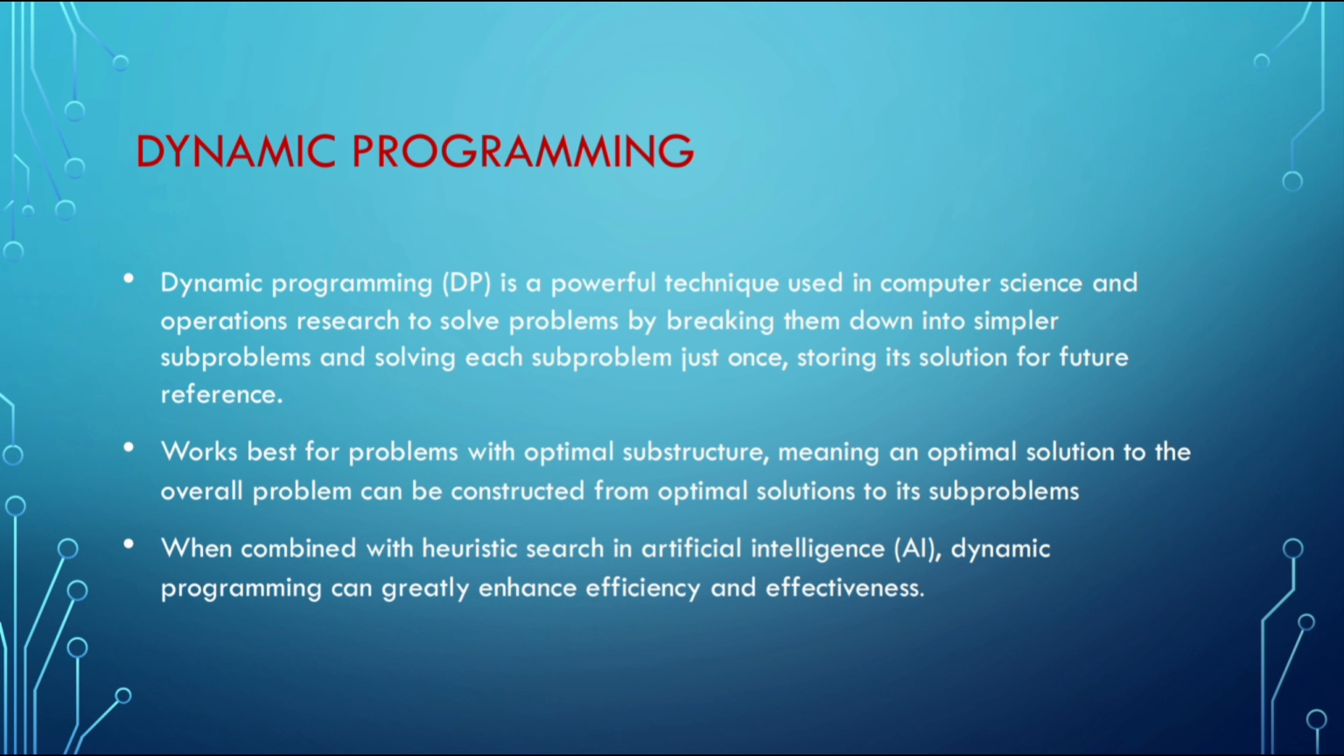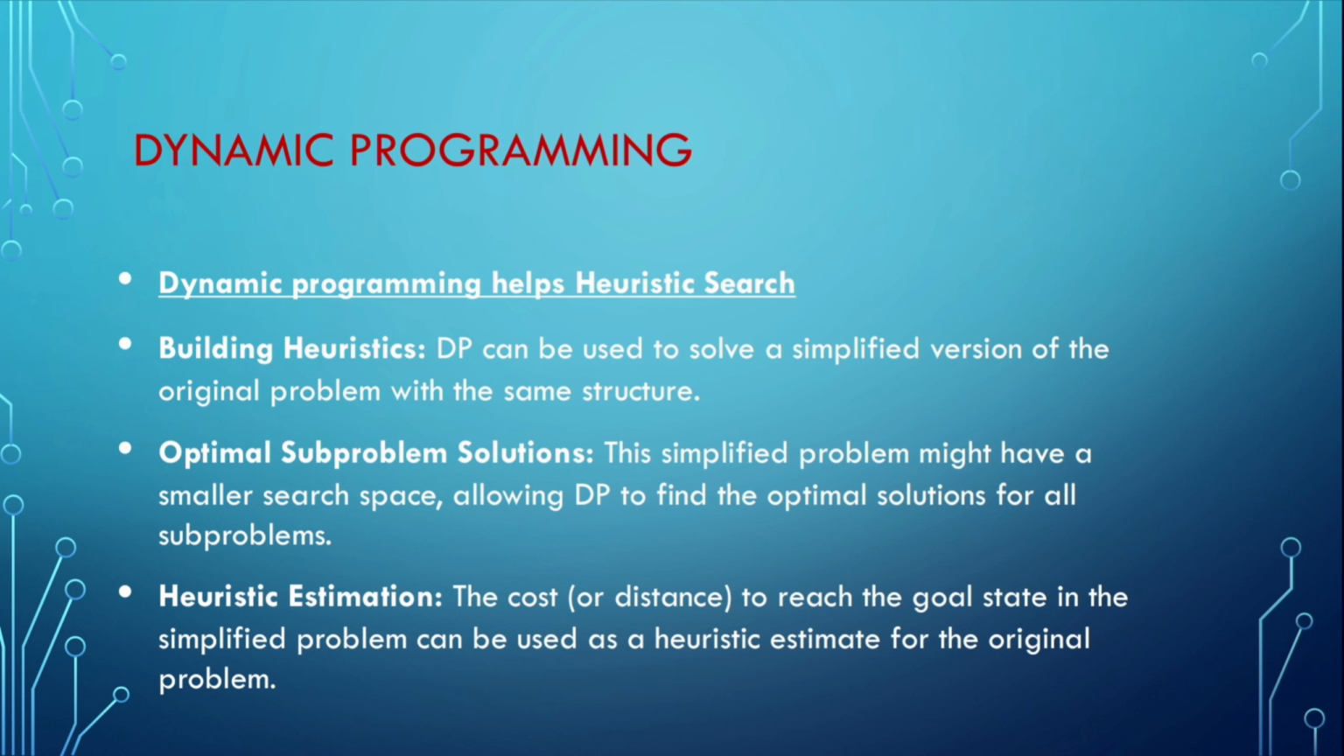If there is overlap among these subproblems, then the solutions to these subproblems can be saved for future reference. In this way, the efficiency of the CPU can be enhanced. This method of solving a problem is referred to as dynamic programming. This is particularly helpful when the number of overlapping subproblems is exponentially large. When combined with heuristic search in artificial intelligence, dynamic programming can greatly enhance efficiency and effectiveness. Dynamic programming helps heuristic search.